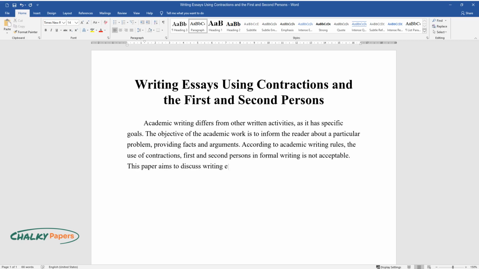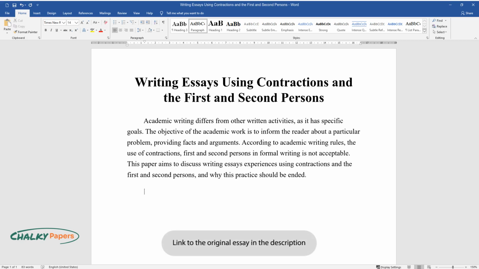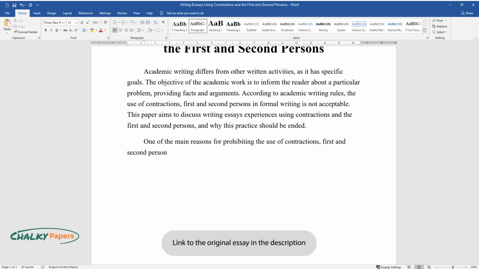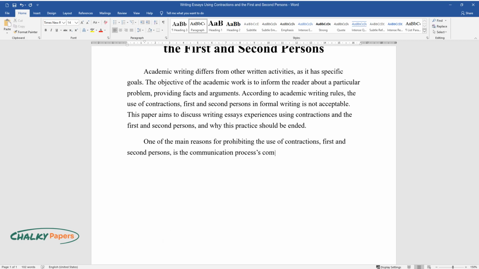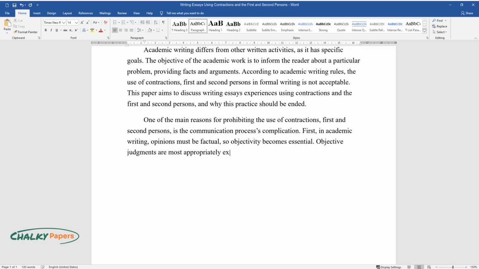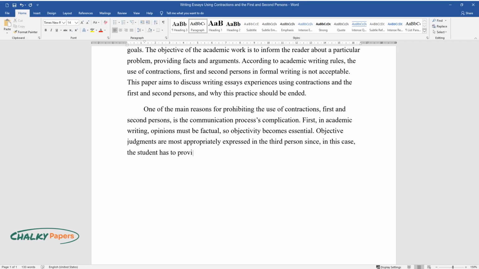This paper aims to discuss writing essays' experiences using contractions in the first and second persons, and why this practice should be ended. One of the main reasons for prohibiting the use of contractions, first and second persons, is the communication process's complication. First, in academic writing, opinions must be factual, so objectivity becomes essential. Objective judgments are most appropriately expressed in the third person since, in this case, the student has to provide a link to the source of a particular view.